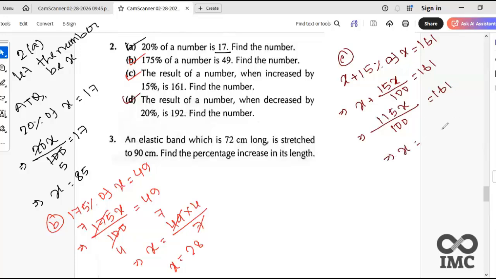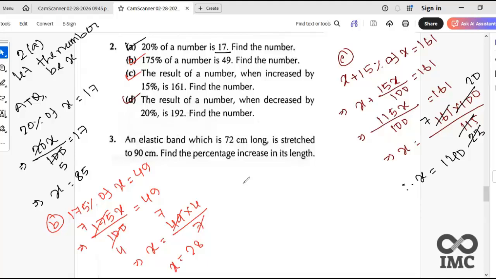Then what will be the value of x? x will be 161 into 100 by 115. Now 115 and 100 both can be divisible by 5. So 5 20s are 100, and 5 23s are 115. Then 161 is divisible by 23, that will be 7. Then the value of x will be 7 20s are 140.